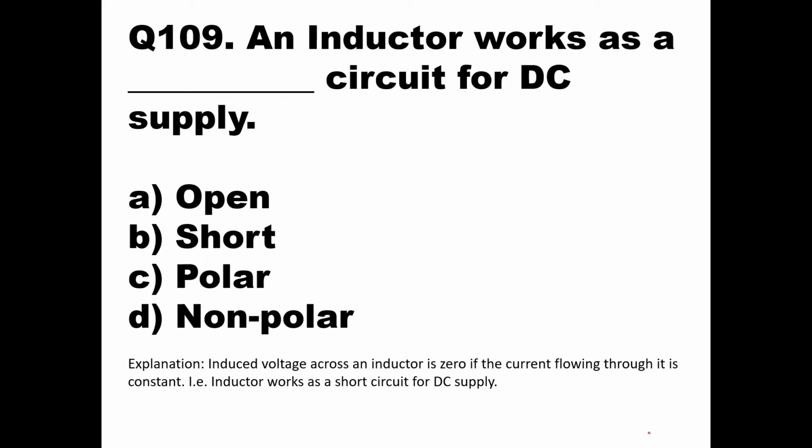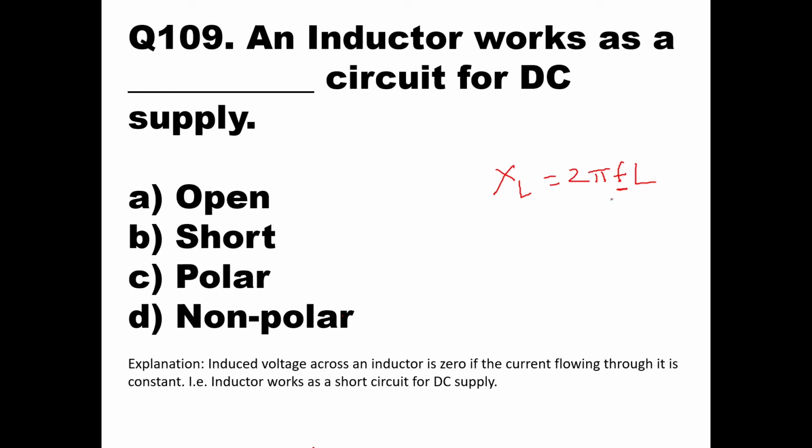Now, an inductor, we know, has a reactance. Reactance of inductance is given in the form of 2 pi FL. So 2 pi FL is the reactance of inductance, and we can write XL is equal to 2 pi FL. Now for DC supply, F will be very, very less.